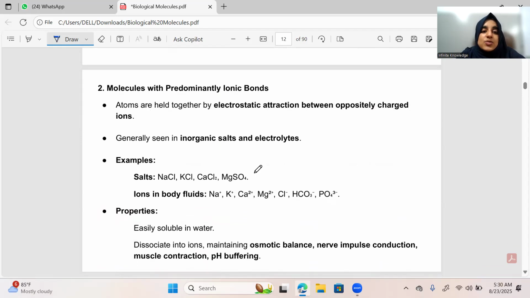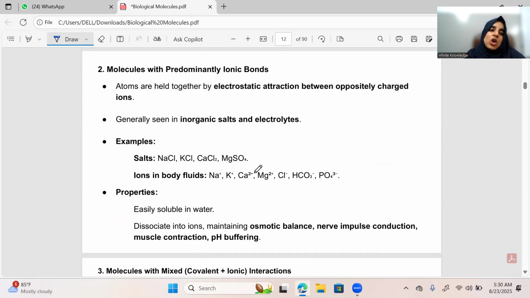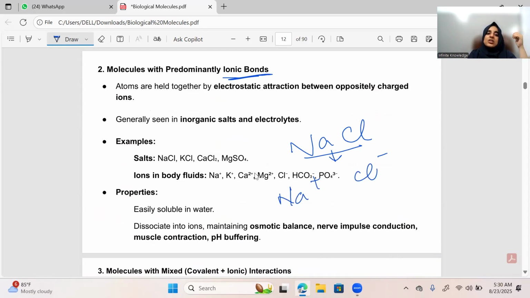Next we classify biological molecules as molecules with predominantly ionic bonds. Now, what is an ionic bond? Basically, it is the electrostatic force of attraction between oppositely charged ions. For example, when I form NaCl, this is from your chemistry, not related to this chapter, but just a bit of overview. It is Na positive and Cl negative, so these two ions are being attracted towards each other.